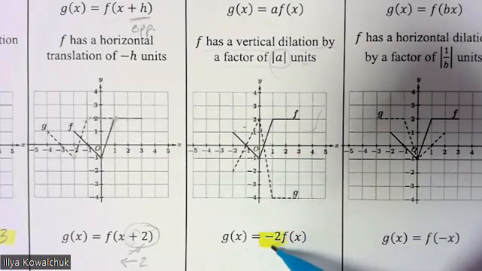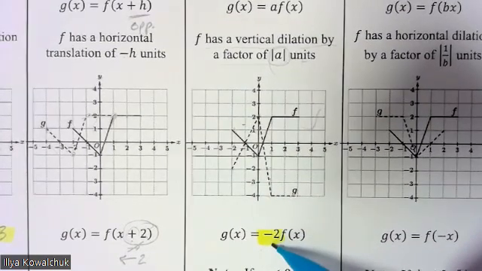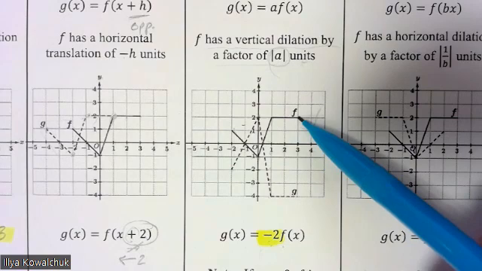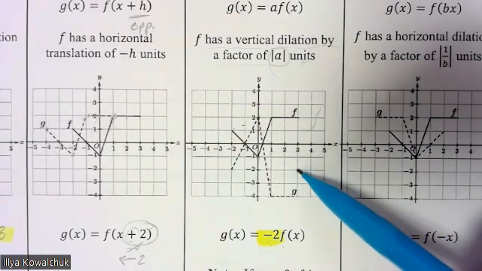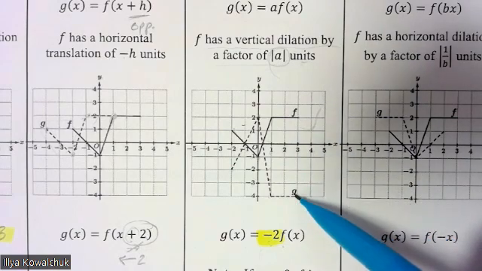So this is a vertical dilation. And then last one here, again, 2 units above, that means we're going to dilate it to 4 units below. Okay.